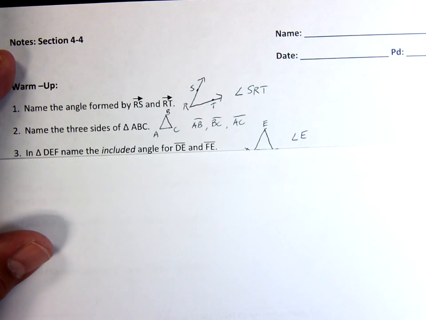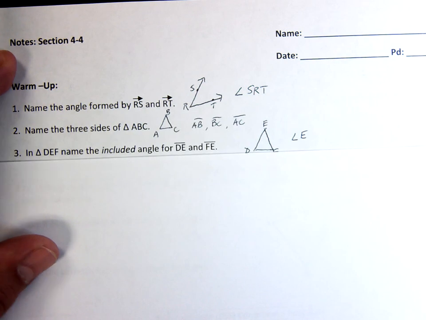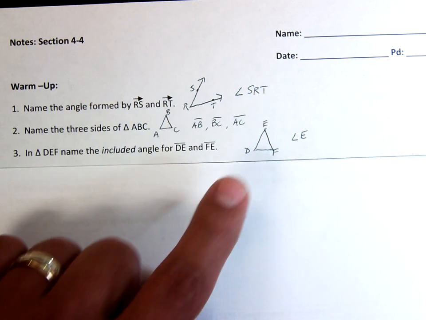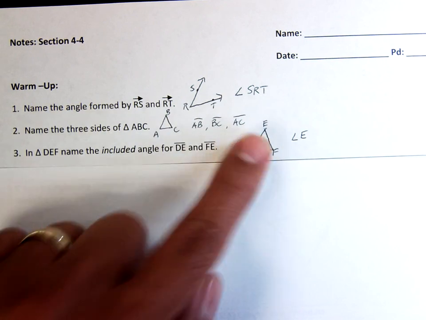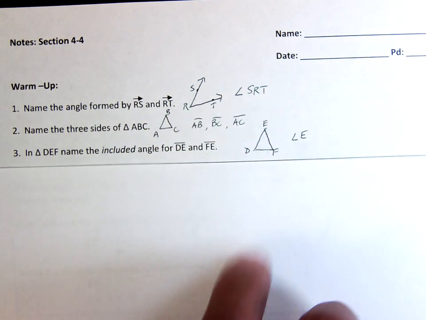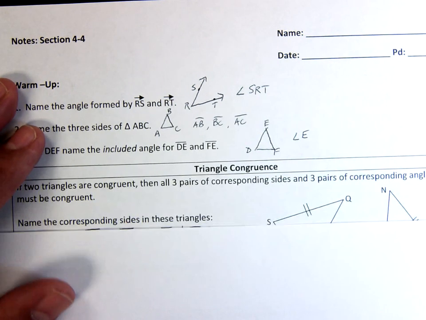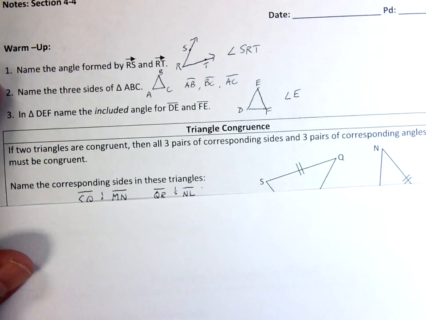And in triangle DEF, name the included angle for segments DE and FE. Well, there's my triangle. There's DE, there's FE. The included angle, the angle between those two segments, is angle E. Alright, this we've been doing. Triangle congruence. This part is not new.